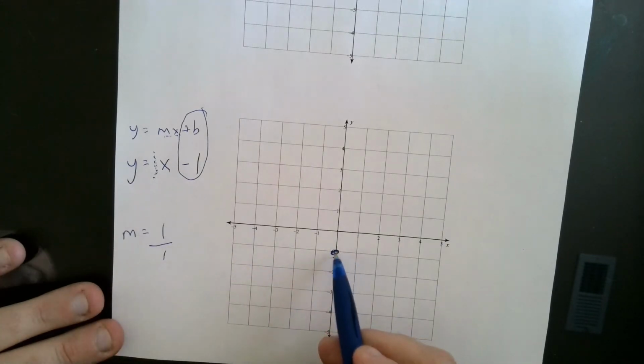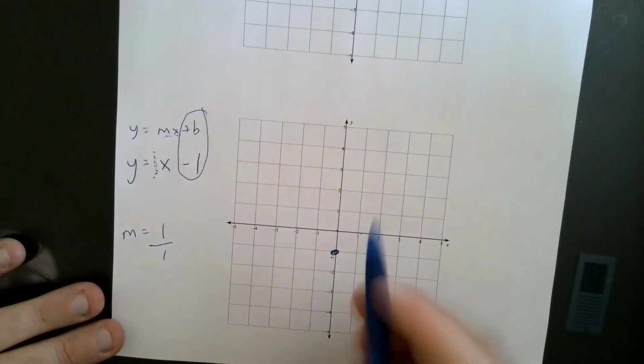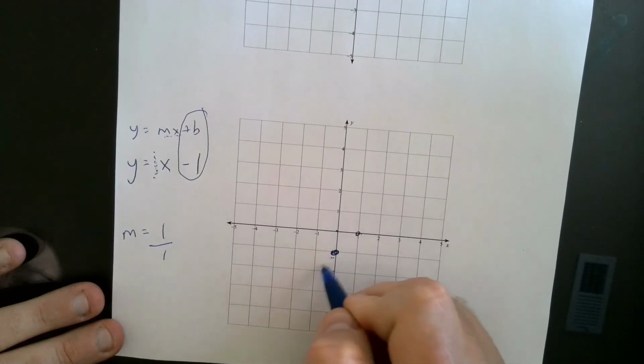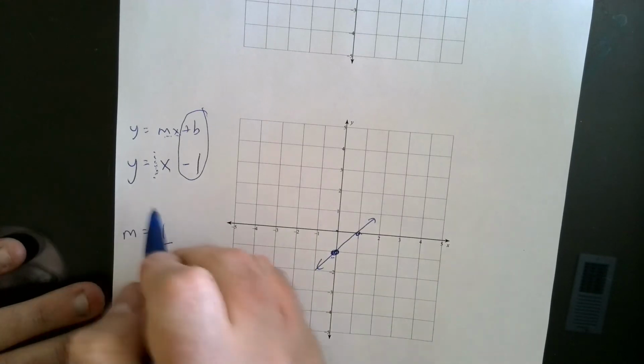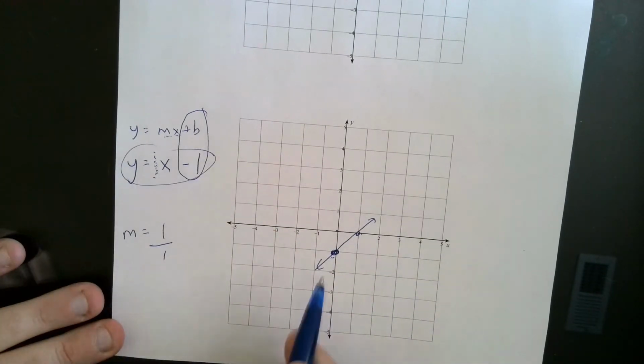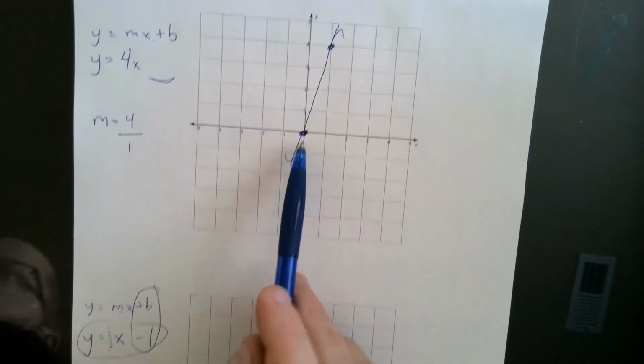And so we go back to our initial value, which is -1, and then my rise tells me to go up +1, and then we're going to run a +1. So we go up 1 and right 1. And then there is the graph for y equals x minus 1. Okay? So if there's not an ending, be careful. If the b is missing, it's going to start at 0.